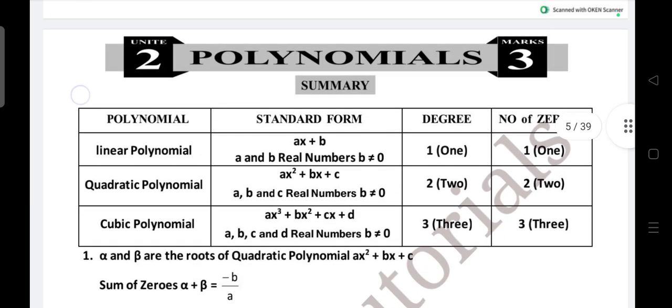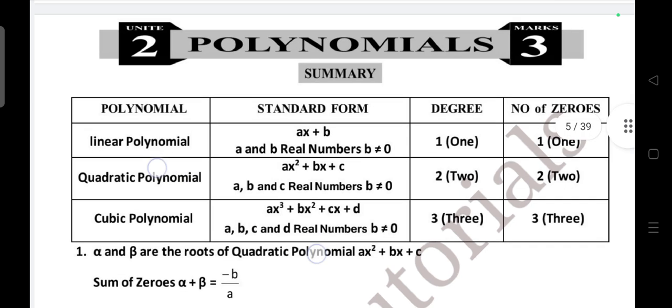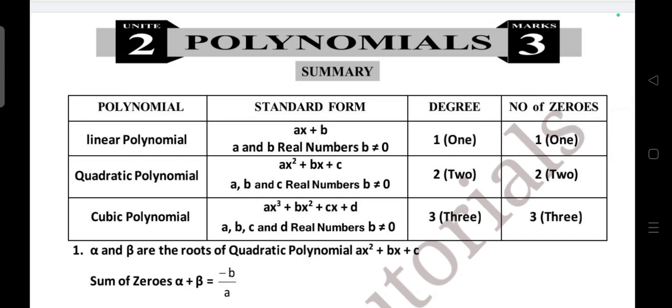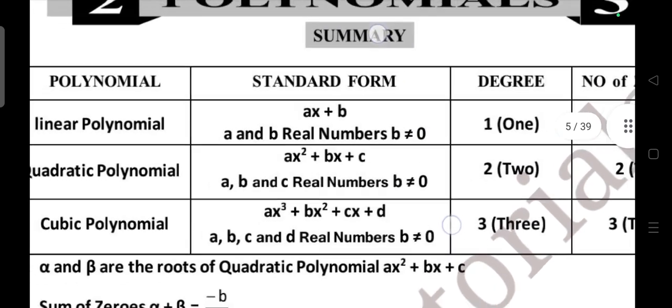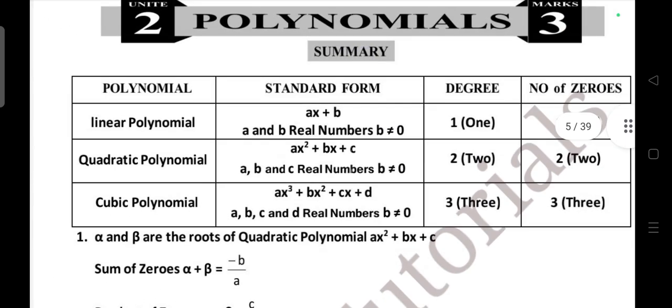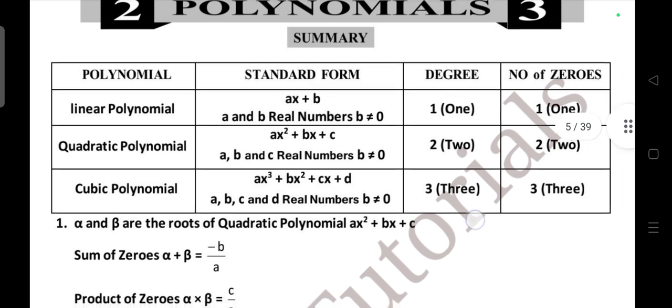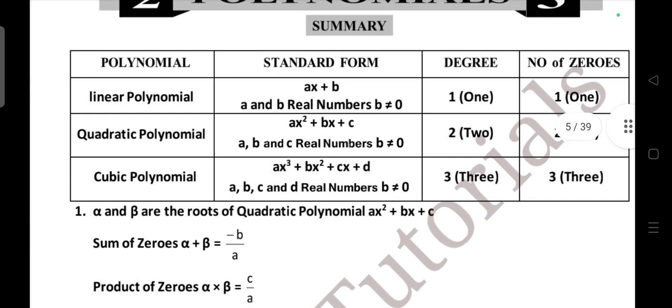Then come to the next lesson, polynomials. Standard form of a linear polynomial they'll ask. If they ask for the standard form of a linear polynomial, you have to write ax plus b, and if they ask the degree of a linear polynomial, you have to write 1, and the number of zeros is 1. Then the quadratic polynomial: the standard form is ax square plus bx plus c equal to 0. If they ask the degree, it is 2. If they ask the number of zeros, it is 2. Degree and number of zeros are the same.